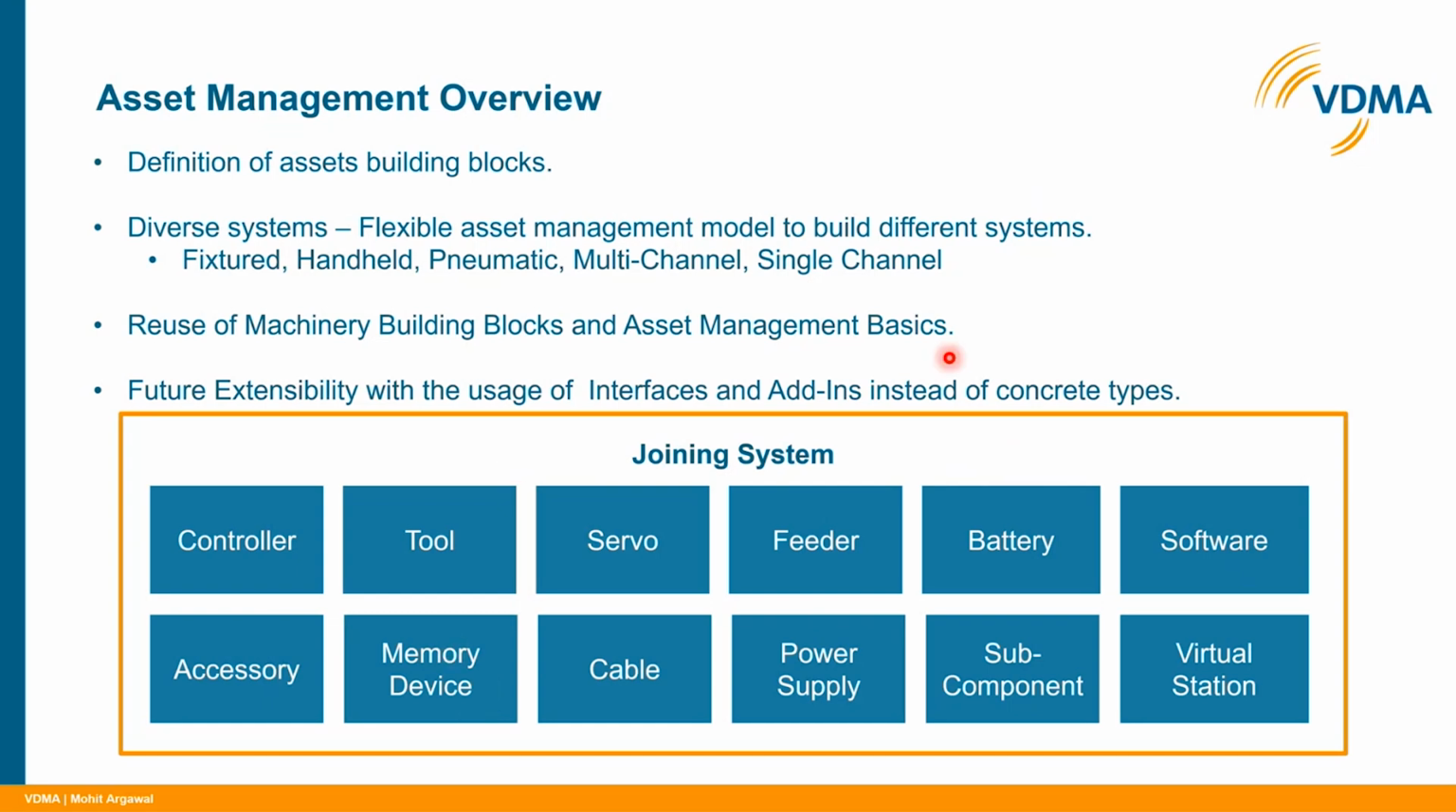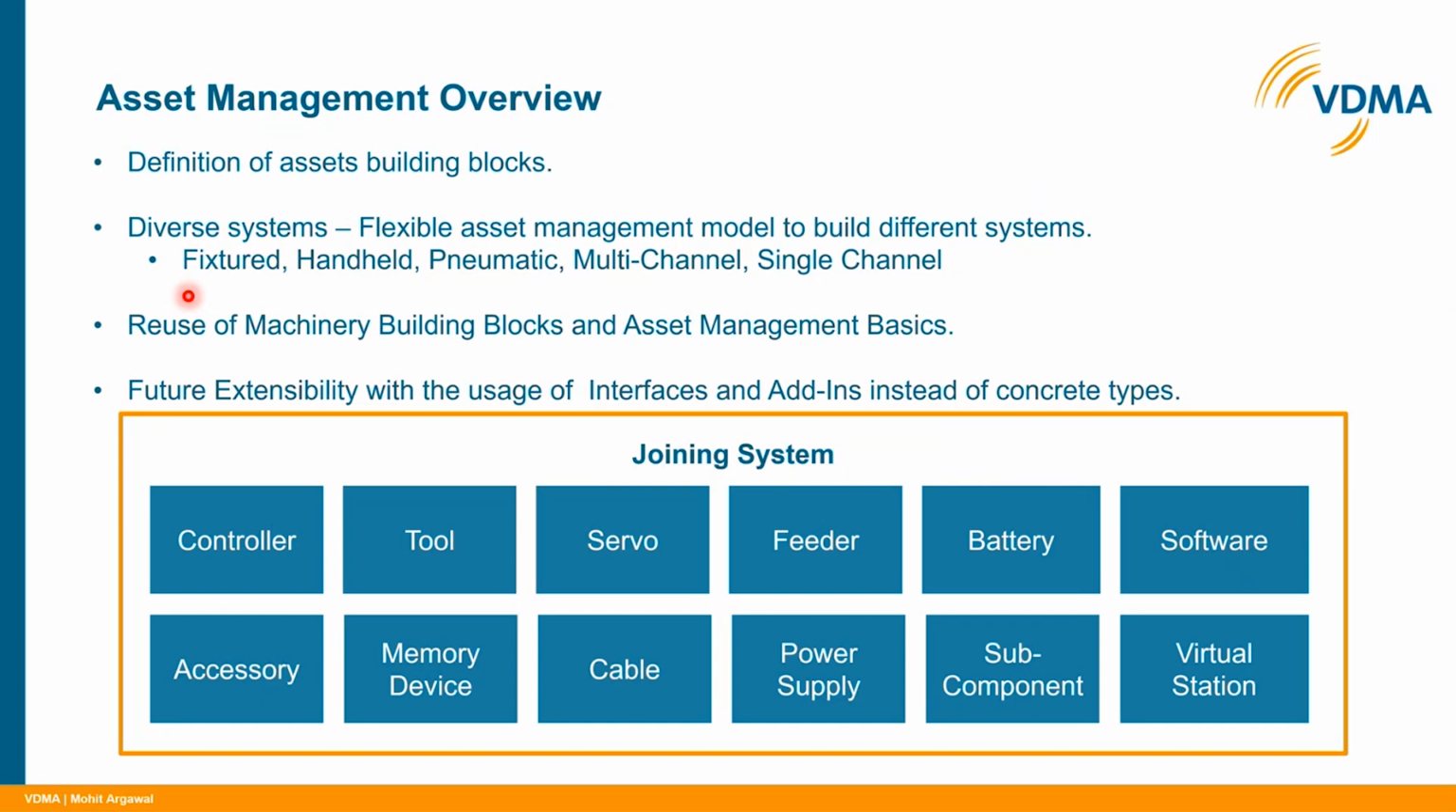And one more important thing is we reuse base specifications like machinery building blocks and asset management basics. And one more point is we have provided various examples in the specification. All these assets can be used in different combinations. In a joining system, there can be a handheld system where we have a controller with a cable tool connected and maybe 5 different wireless or battery tools. That can be modeled. It can also be used to model a fixed system where there are 8 spindles connected to 8 tools and a central controller. So different options are possible using the current model.